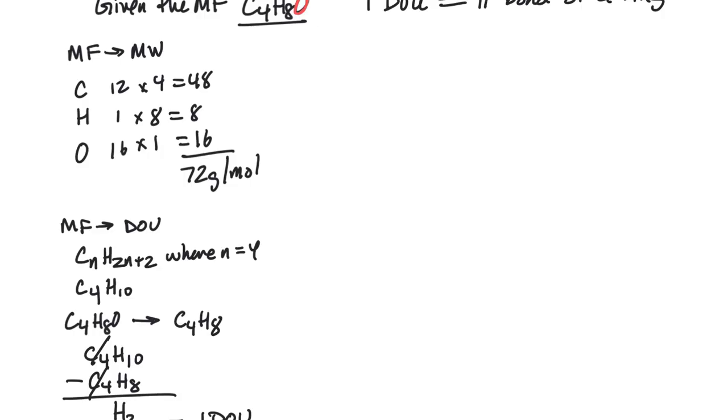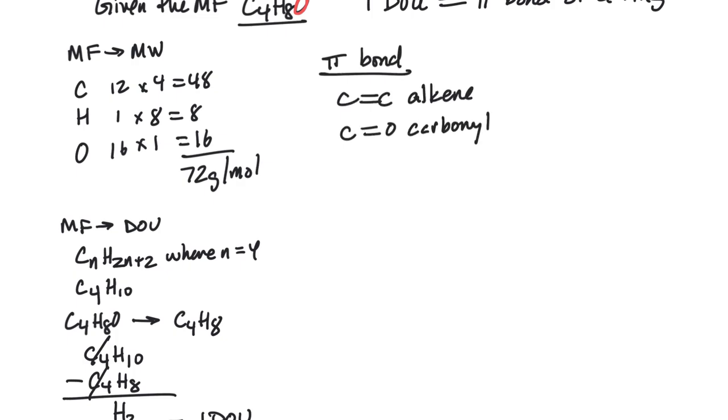So within the functional groups we've learned, we know that we can have carbon-carbon pi bonds, that's an alkene. But what about a carbon-oxygen pi bond? That's called a carbonyl group. And there are many different functional groups with carbonyls.